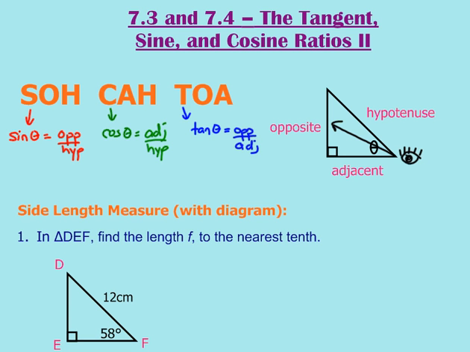The side across from it is your opposite side. The hypotenuse is the longest side. It's opposite of your 90 degrees. And the adjacent is the side that is beside your eye.